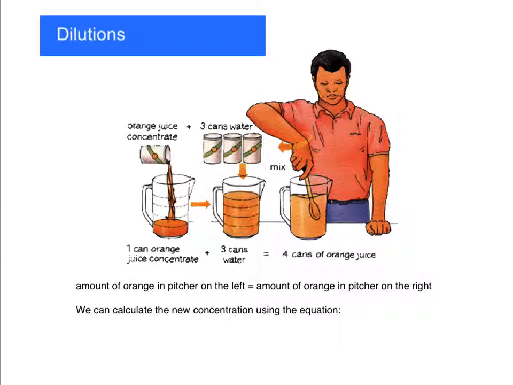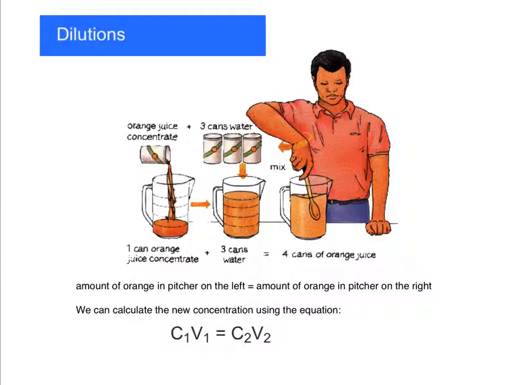So to calculate the new concentration, we can use the equation C1V1 equals C2V2, where C is the concentration and V is the volume. So these two quantities are inversely proportional. The larger you make the volume, the lower the concentration is going to be. And so this equation will get us that information.